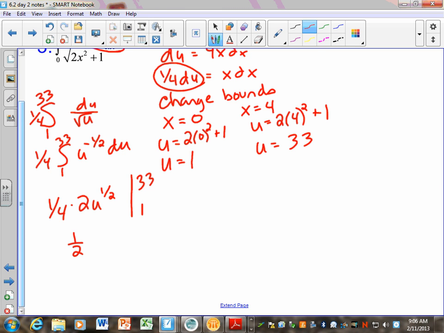And I would get the square root of 33 minus 1 half times the square root of 1. You agree with that? F of B minus F of A. If this was reducible, especially on a multiple choice, they're going to make you reduce it. But it's not reducible, so I'm just going to leave that as the square root of 33 over 2 minus 1 half, and I'll just leave it like that. Don't leave the square root of 1 as a square root of 1. It drives me insane.